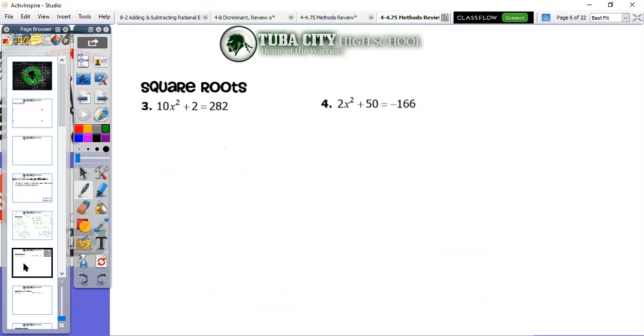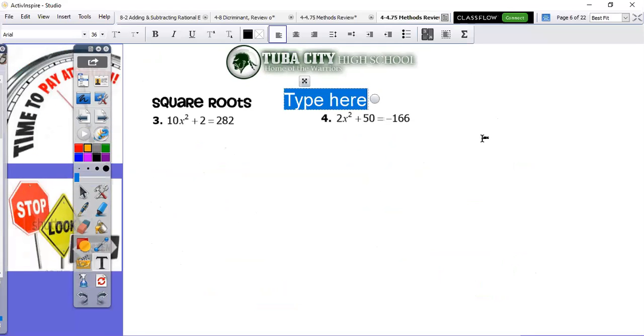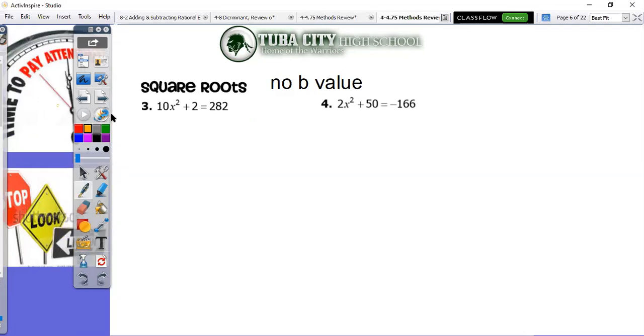All right, moving on. So, using the square root method. Now, this is closer to what you might think of when you have regular algebra problems, where you're having to multiply or divide both sides to get an answer. It's going to be similar to that. What makes this one a good candidate is that there is no b value. The b value, if you remember, is the lone x.